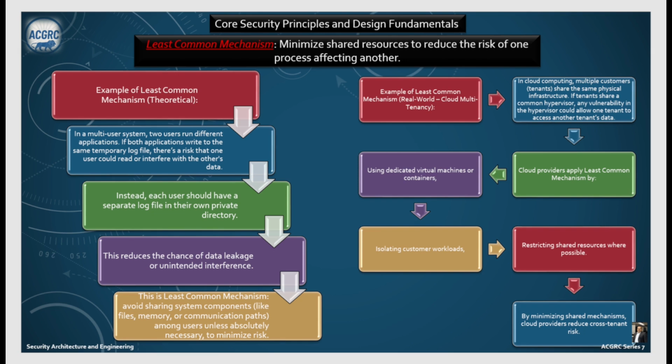This is least common mechanism, about avoiding sharing system components like files, memory, or communication paths among users unless absolutely necessary. This is to minimize any risk. Now let's look at the same from a real world example. Let's look at the cloud multi-tenancy aspect.